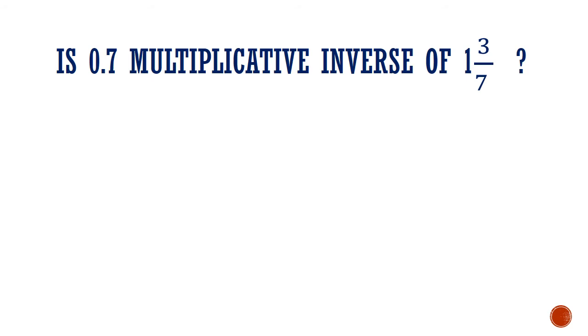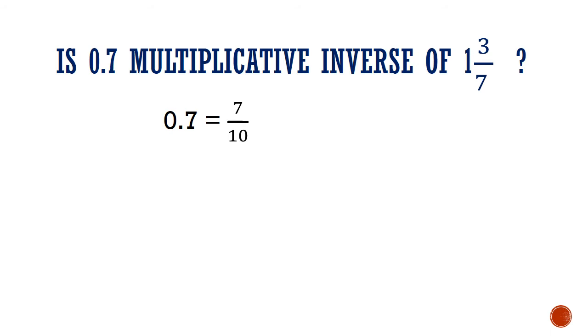Now we'll check whether given two numbers are multiplicative inverse of the other. Here I have taken 0.7 and 1 and 3 by 7. Is 0.7 multiplicative inverse of 1 and 3 by 7? How do you check? You have to multiply those two and see whether the answer is 1. So, how do you do it?